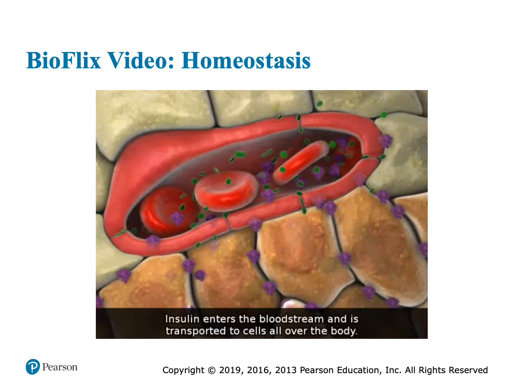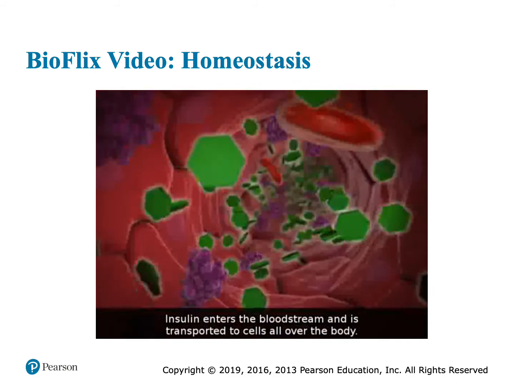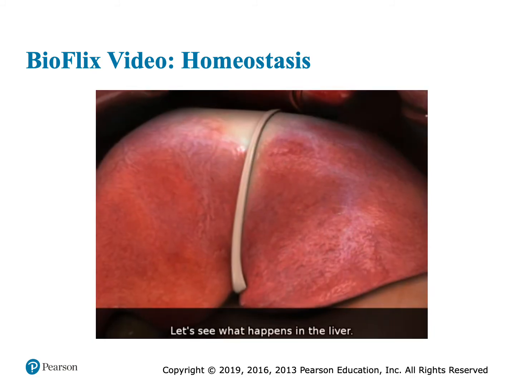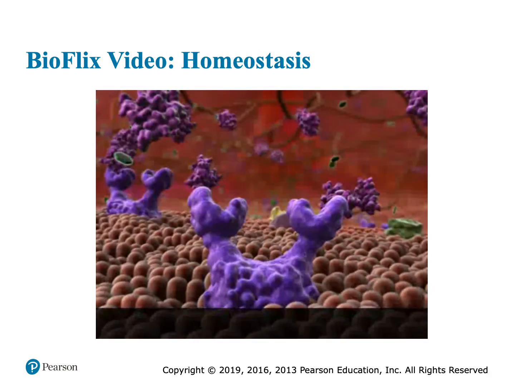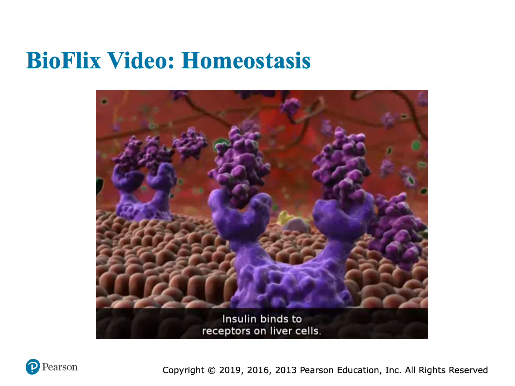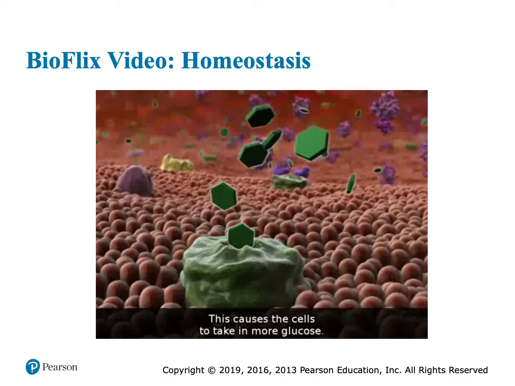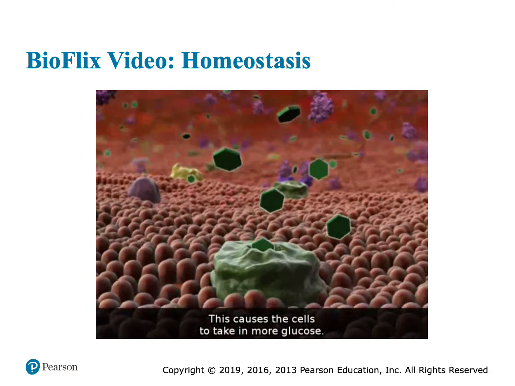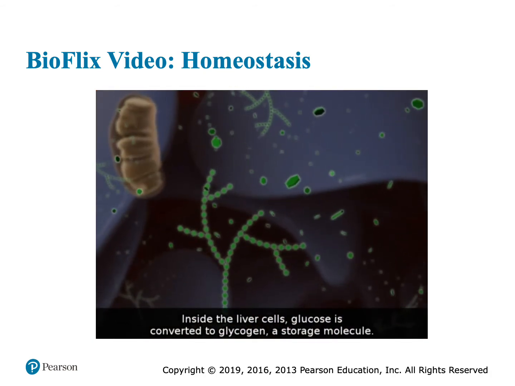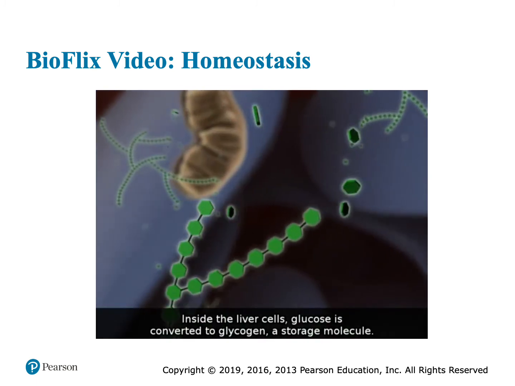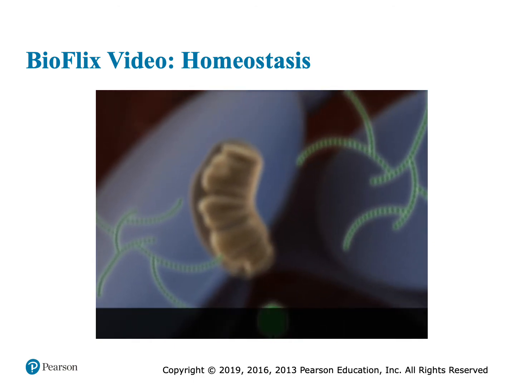Insulin enters the bloodstream and is transported to cells all over the body. Let's see what happens in the liver. Insulin binds to receptors on liver cells. This causes the cells to take in more glucose. Inside the liver cells, glucose is converted to glycogen, a storage molecule.